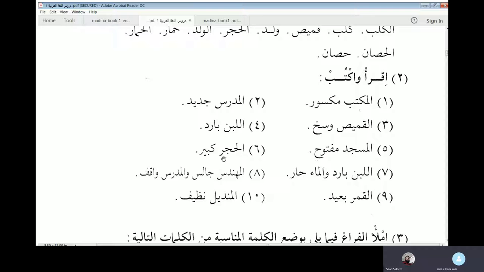Al-hajaru kabirun. The stone is big. Al-labanu baridun. The milk is hot. Cold. Al-labanu baridun. The milk is cold. Wal-ma'u harrun. And the water is hot.